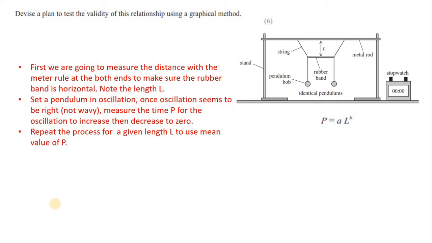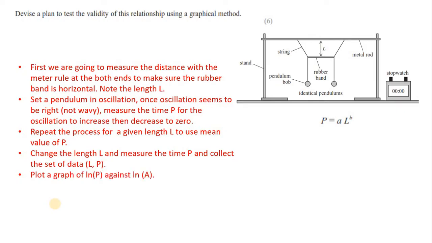So measure the length, making sure that the rubber band is horizontal, and set the pendulum in oscillation and measure the time for the oscillation. Repeat the process for the same given length, then change the length and collect the data for various lengths. So plot the graph of ln P against ln A, and if the graph is a straight line, then the relation is valid.